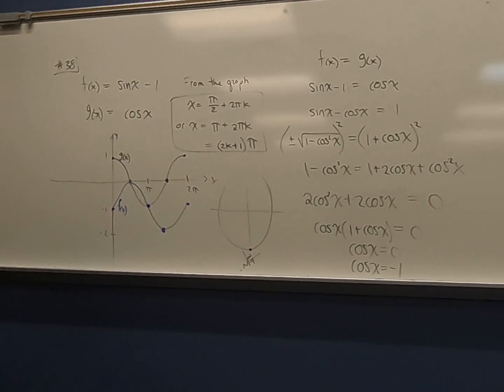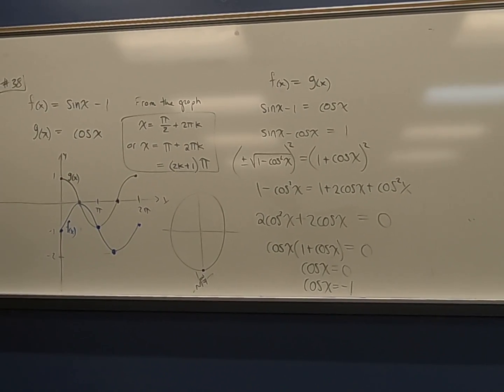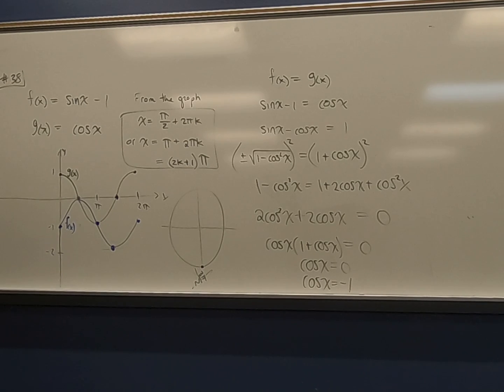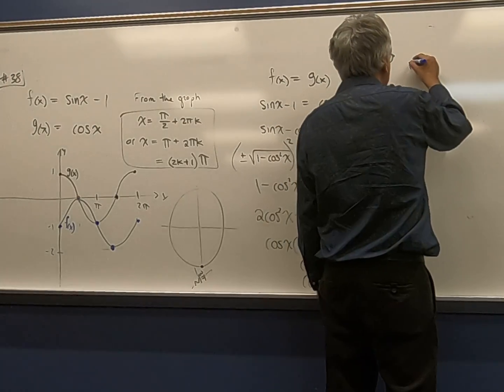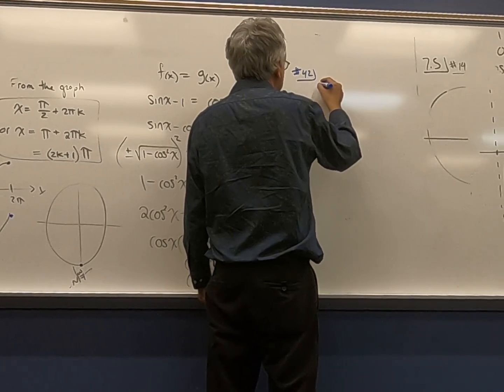So there's 38, 42. Here we got problems, because we got two different angles, right? We got 3 theta and we got theta. I think if we think about this in the right way, it'll be easy. So 42, sine 3 theta, cosine theta, minus cosine 3 theta, sine theta equals 0. I think it's 42.